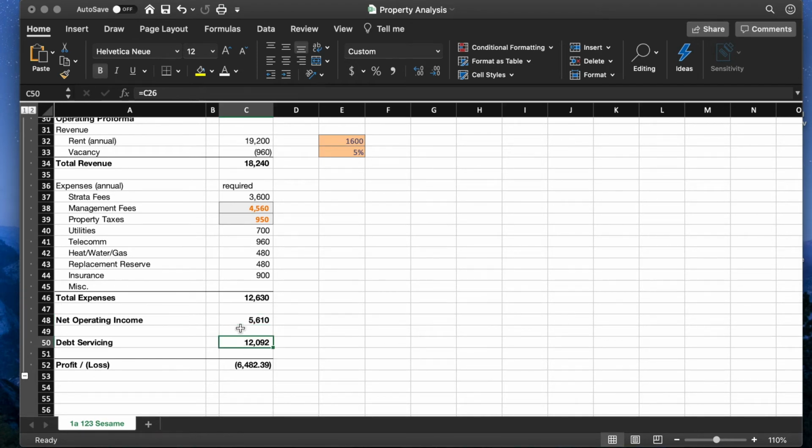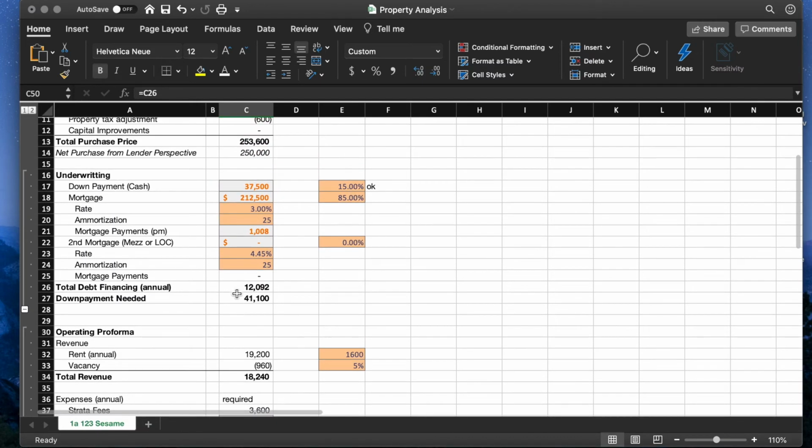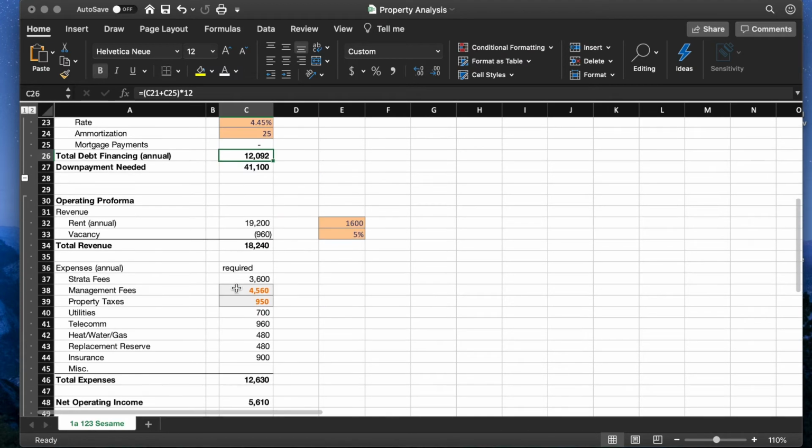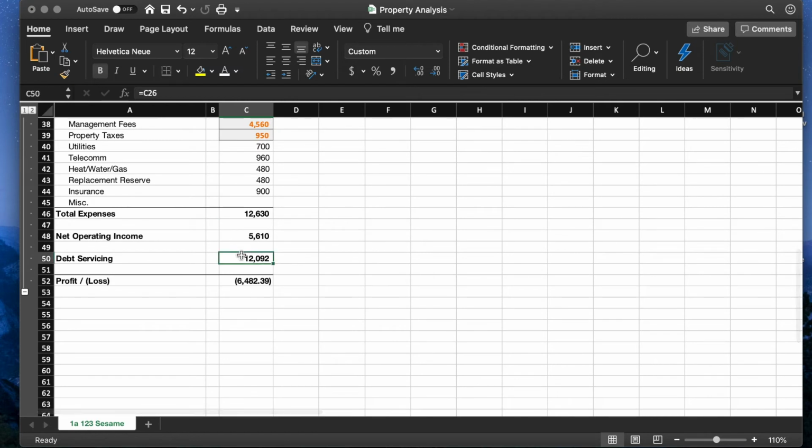And then I've pulled down from up above my debt financing. If you remember, when we did our mortgage calculations, my mortgage payments were about $1,000 per month. That equated to $12,000 per year. We can see that popping up here. And here is my NOI, or actually we get to profit and loss after debt servicing.